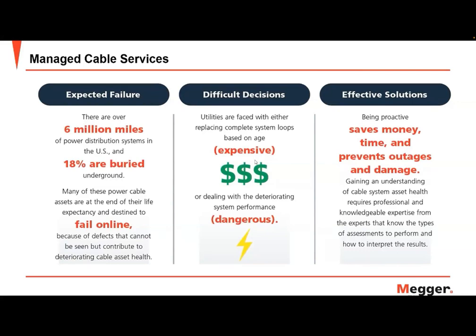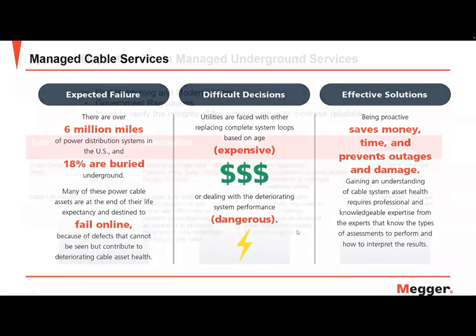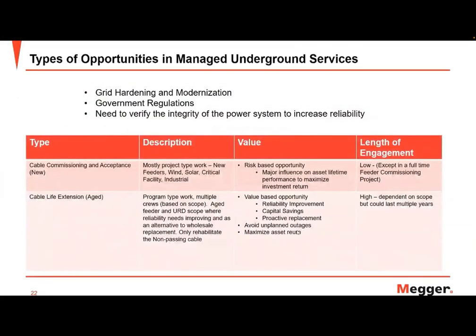They're definitely dealing with deteriorating asset performance. So what we're going to show in this part of the presentation is some effective solutions to be proactive, to save money, to save time, and prevent basically power outages. And we already said at the beginning that even if the utilities had all the money, all the budget, they still don't necessarily have the resources to deal with their aging infrastructure. So it's going to take a technology approach.